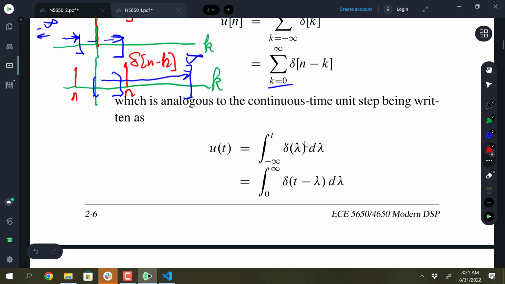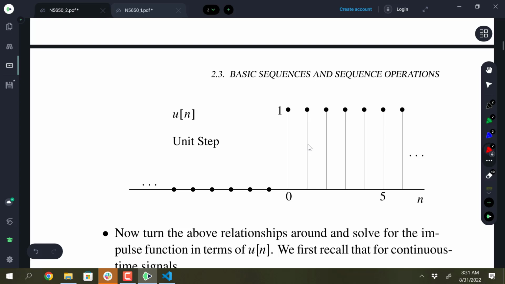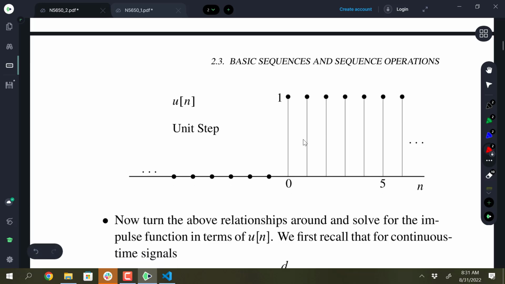These are the equivalent expressions you would have from continuous time signals and systems, where you're having a delta function and you're integrating a time-shifted delta function. This is what the unit step looks like, unshifted. Of course, it can be shifted.